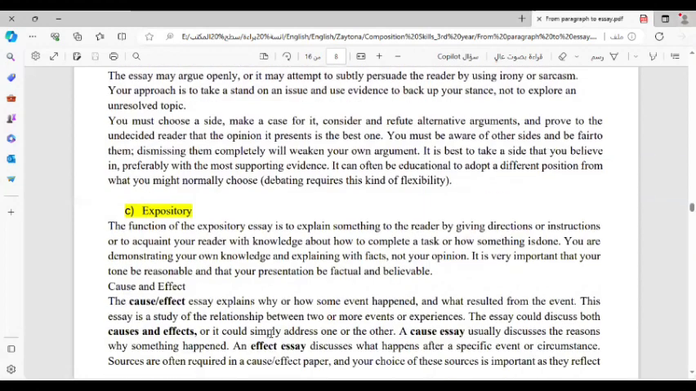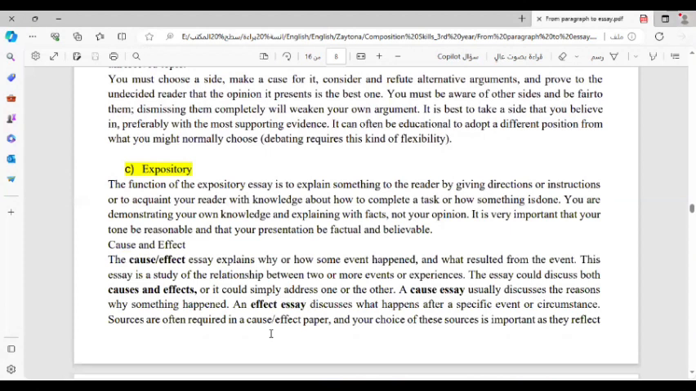And the last one we had is the expository essay. It is just to explain something or expose something to the reader by giving some information, some direction, some instruction, and to acquaint the reader with knowledge. It is just to expose something, and the cause and effect essay is one type of expository essay.